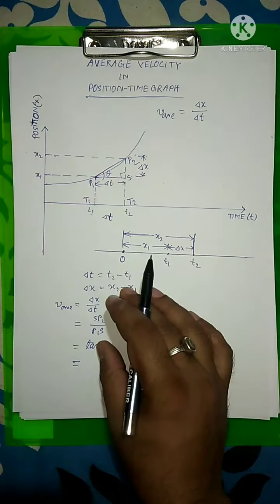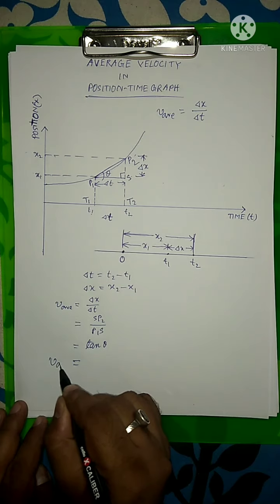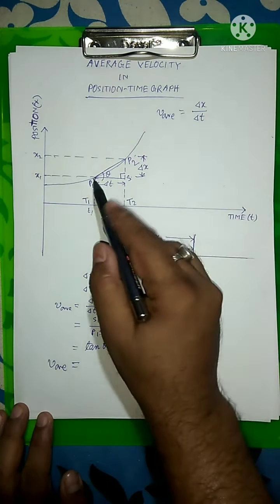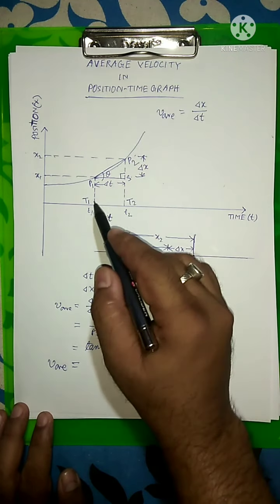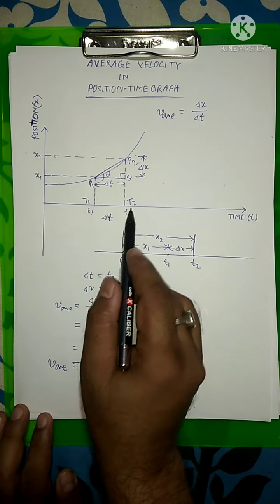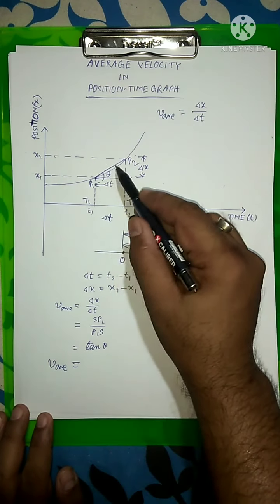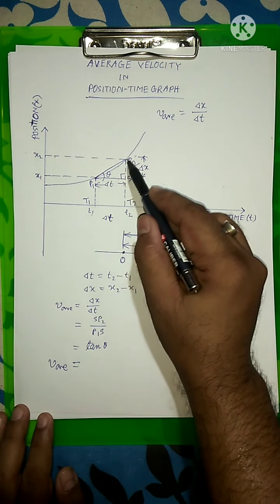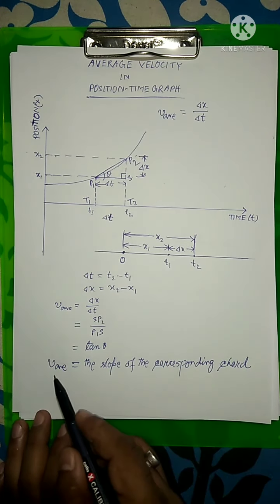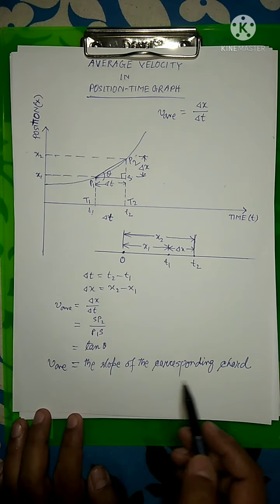Thus we can write the average velocity in the position-time graph corresponding to two points on the curve, or over a given interval, is equal to the slope of the corresponding chord. So we write V average, or the average velocity, is equal to the slope of the corresponding chord.